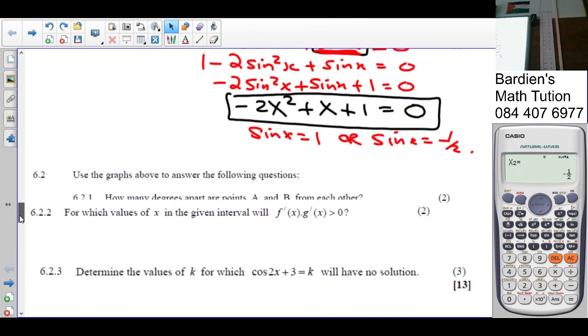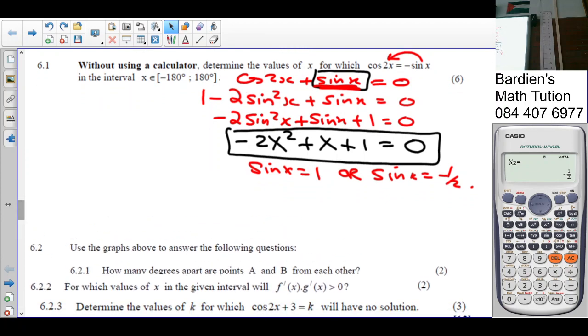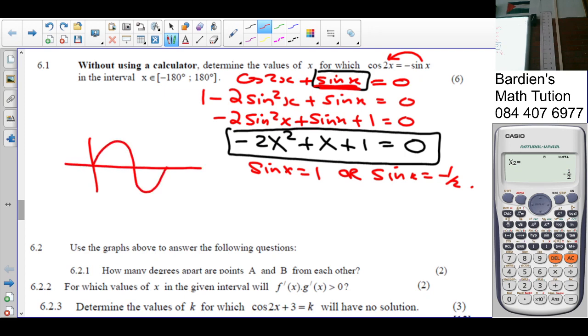So you say, okay, do we stop here now? The answer is of course not. So what do we do for sine x equal to 1? We take it to the graph. So it's simply the sine graph. Where sine of x equals 1, it's at 90. This is sine x here, it's 360. So it's at 90. So x equals 90 plus k times 360.